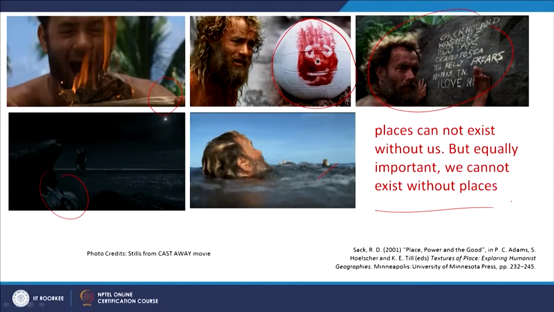Okay, that is where Sack talks about how places cannot exist without us, but equally important, we cannot exist without places. Like some of the post-disaster experiences where my journey started. This is the Latur earthquake on the right-hand side, recovery, and the Gujarat earthquake, geodesic domes.